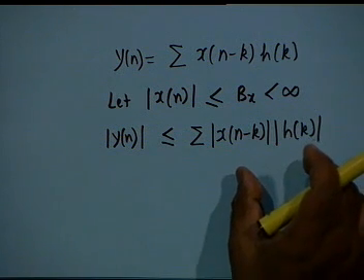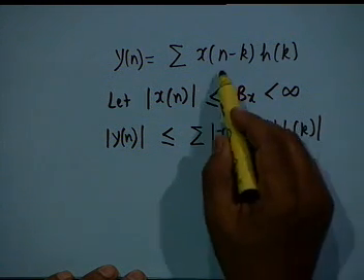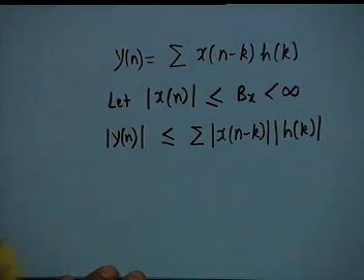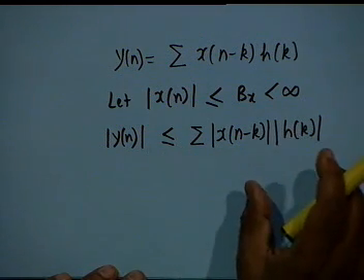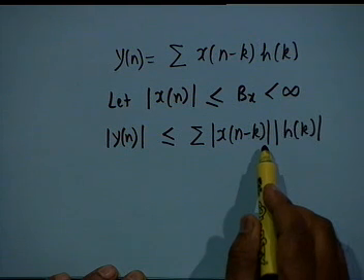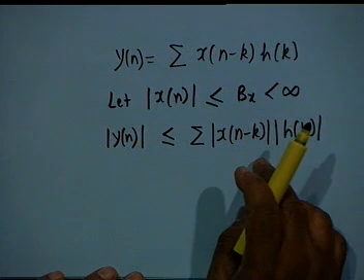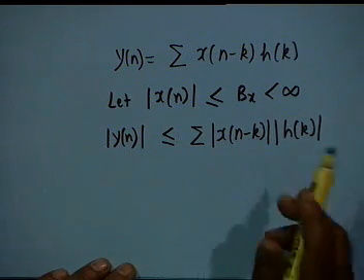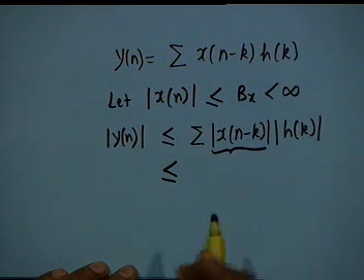Why is it less than or equal to? Because some of these products may be negative, and we are taking the positive value, therefore it is less than or equal to. If they are real numbers and all products are positive, then we do not have to use the absolute sign. We are using the absolute sign because x of n minus k as well as h of k may be either positive or negative.